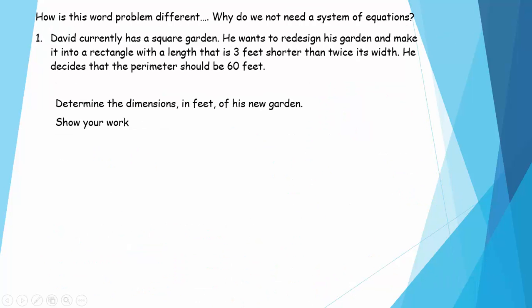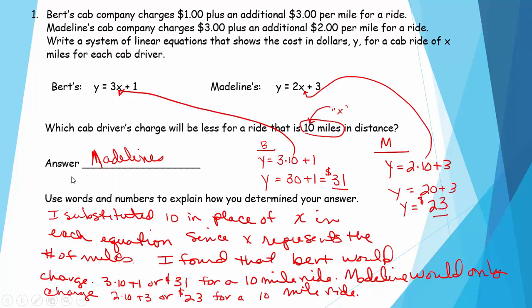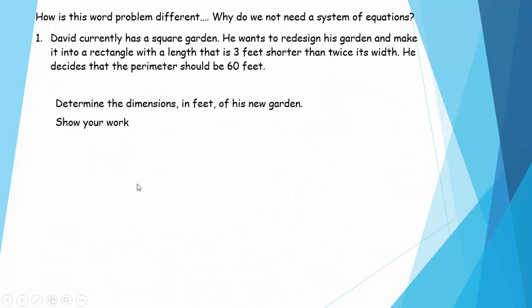So, I just want to make sure I answered the question that they asked. It said, use words and numbers to explain how you determined your answer. I substituted 10 in place of x in each equation since x represents the number of miles. That's exactly what I did. I found that Bert would charge $31 for a 10-mile ride and Madeline would only charge $23 for a 10-mile ride. That answers it. Okay, moving on.